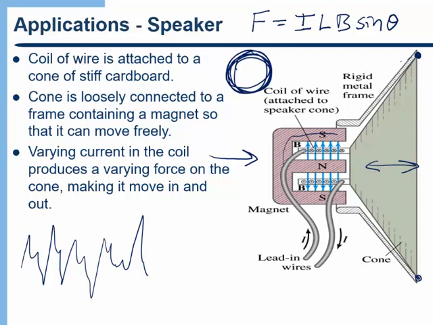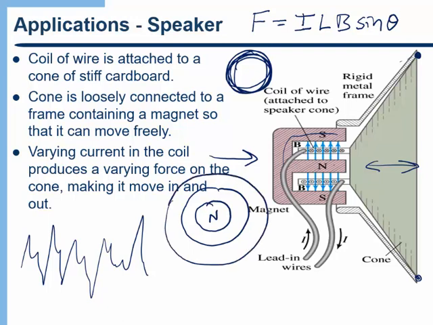If you were to look at this magnet from the top, it would look like this. There would be a gap. That would be the North Pole. There would be a gap, and then everywhere around it would be the South Pole. Okay? So it's in this gap where the coil fits.